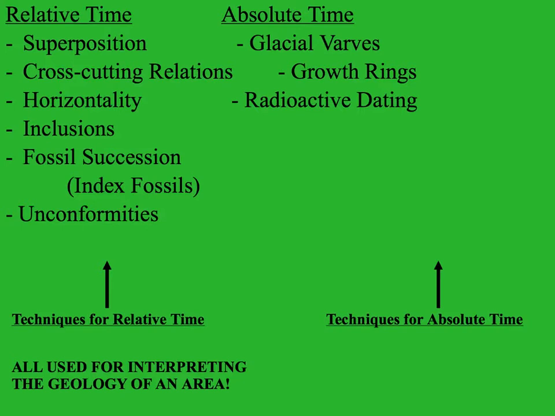Growth rings are tree rings, so the rings in a tree, and we know that one ring in a tree equals 1 year of growth. The biggest amount of time is going to be spent on the process of radioactive dating, and with radioactive dating, it involves isotopes, and it's a little bit more of a complex process that we're going to learn about. But what you can actually do is you can take a rock or you can take a bone, and you can carry out a process, and you can actually get an exact age of a certain rock or fossil.